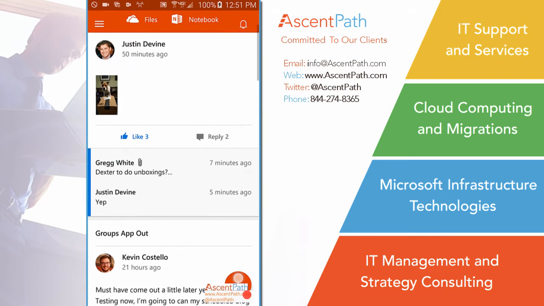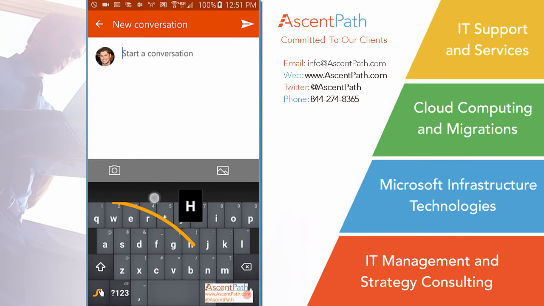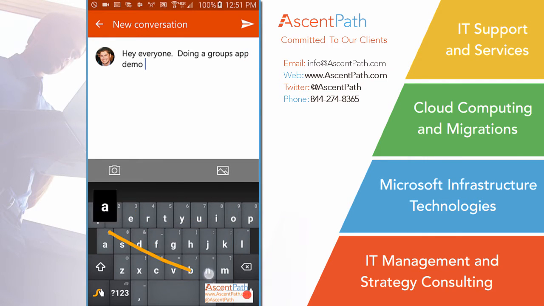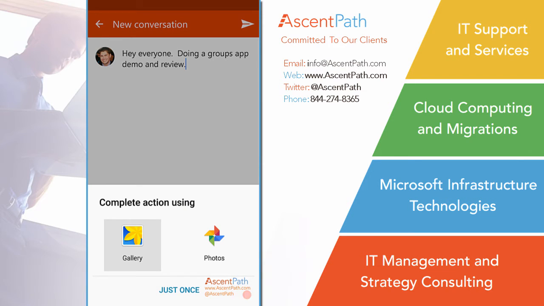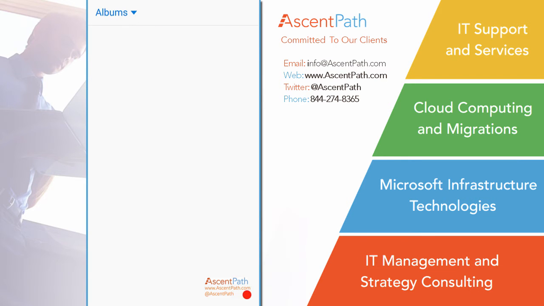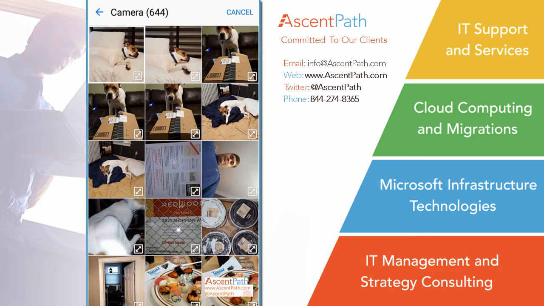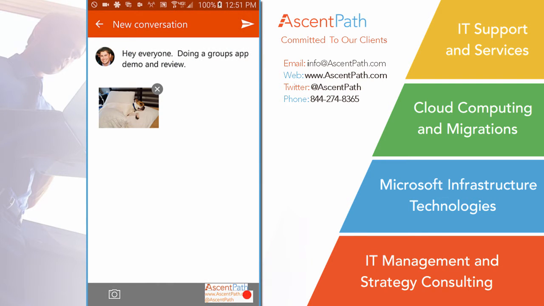So let's add something, though. Let's try to communicate with the team. Let's see. Hey, everyone. Doing a groups app demo and review. Looks like I can also add pictures here, so let's add a picture. I'm going to choose a picture of my dog because that's always the best option when doing a demo. There's also a picture of sushi there, which is also a good option.